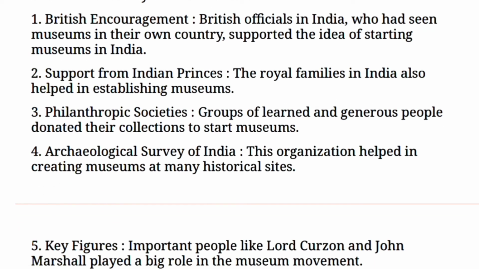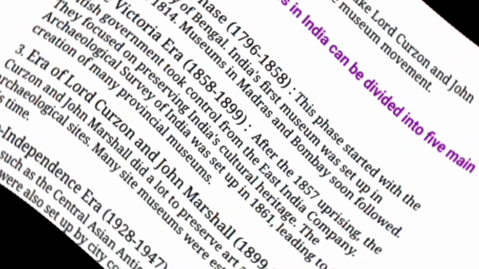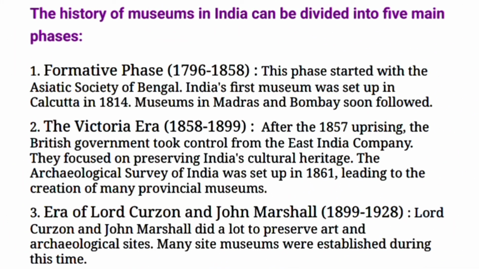Third, philanthropic societies, which include groups of learned and generous people. They also donated their skills, knowledge and collections to start museums. Fourth factor is the Archaeological Survey of India. This organization also helped in creating museums at different historical sites. And fifth factor is key figures. Important people of that time like Lord Curzon and John Marshall played a big role in the museum movement. The history of museums in India and its evolution is divided into five major phases.